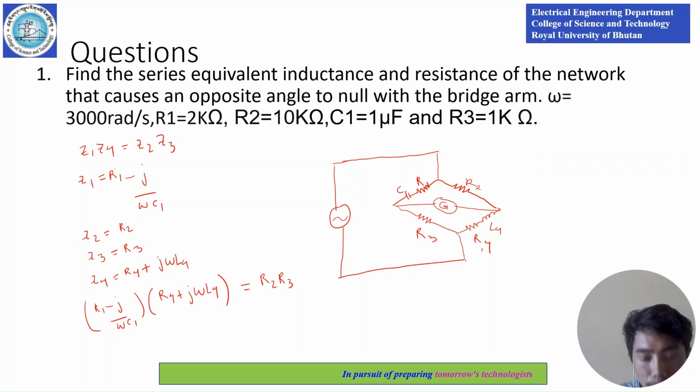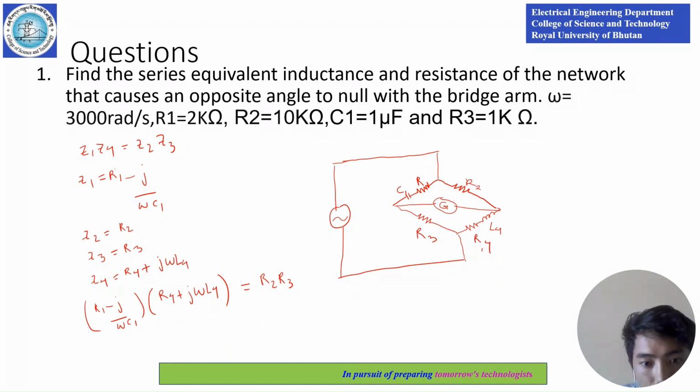Today I'm going to solve problems related to the Hayes bridge. Here we have the question: find the series equivalent inductance and resistance of the network that causes an opposite angle to null with the bridge arm, where omega equals 3000 radian per second, R1 equals 2 kilo ohm, R2 equals 10 kilo ohm, capacitor C1 is 1 microfarad, and R3 equals 1 kilo ohm.